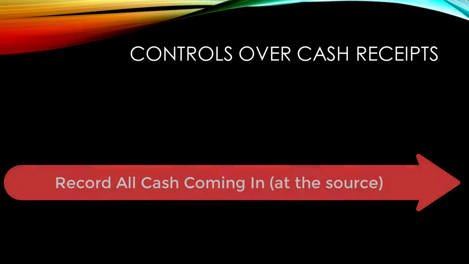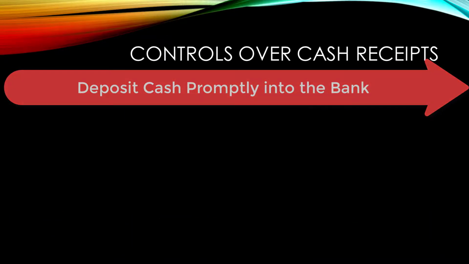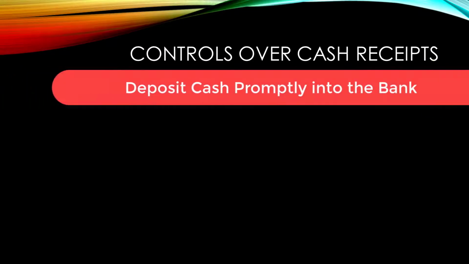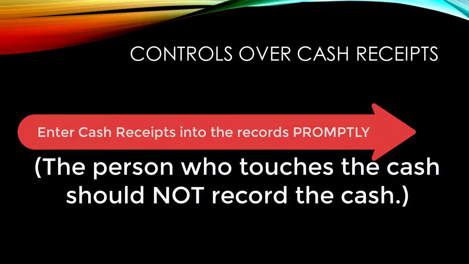Before a bank deposit is made, check the funds to be deposited against the record made when the cash comes in. It's best if this can be done independently of the person who recorded the cash. Deposit cash receipts in the bank promptly, every day or several times a day. Enter cash receipts transactions in the accounting records properly. The person who records the cash receipts should not be the person who actually deposits them.